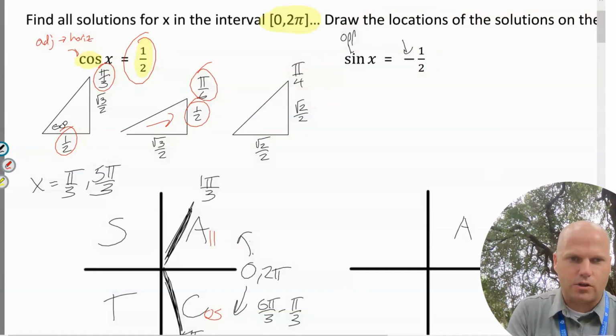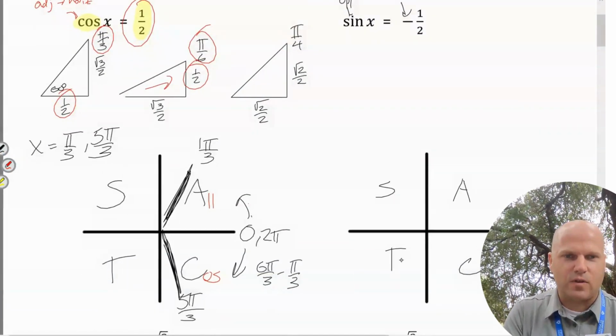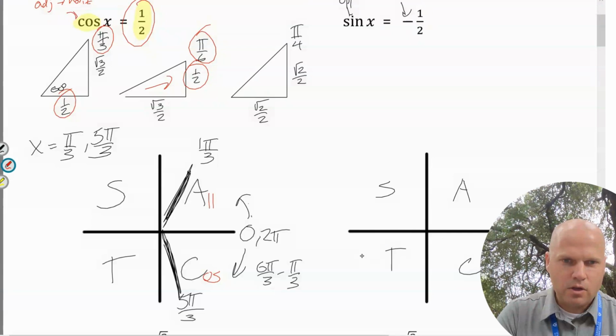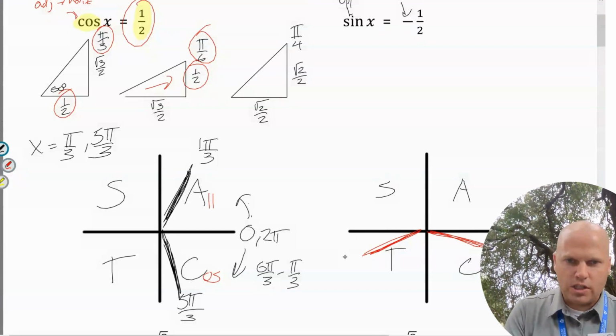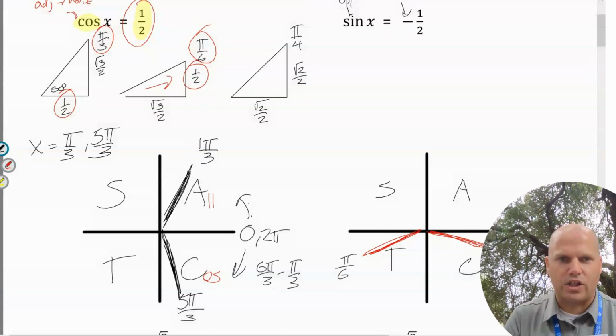Again, if we do All Students Take Calculus, we know that sine is negative in the third and the fourth quadrants. Why? Because we're going down. So I'm going to go here and I'm going to go here. This pi over 6, this pi over 6. What are those pi over 6s?